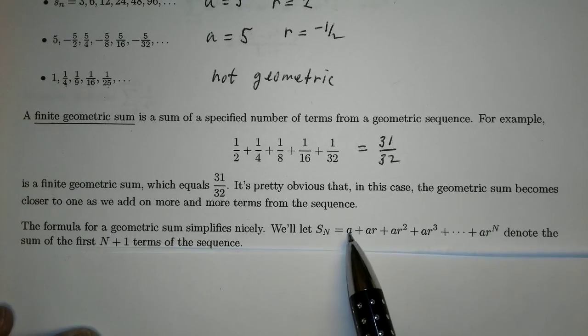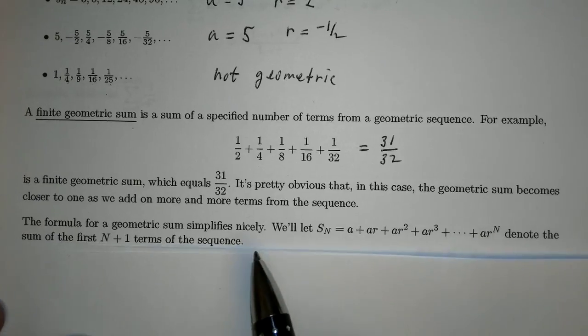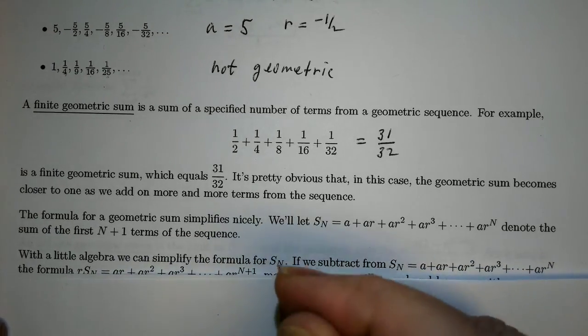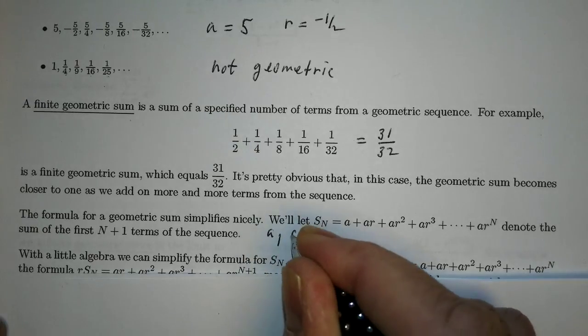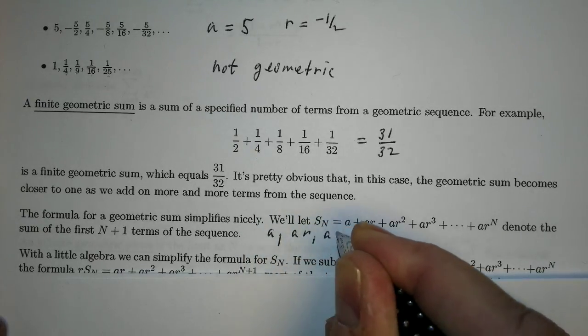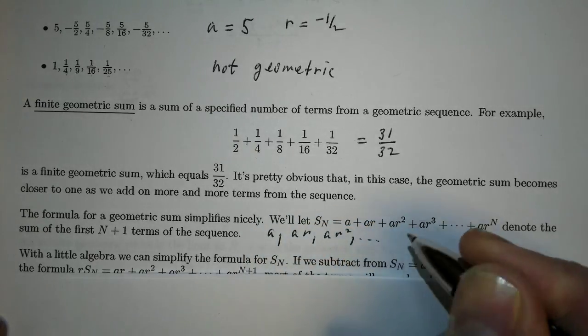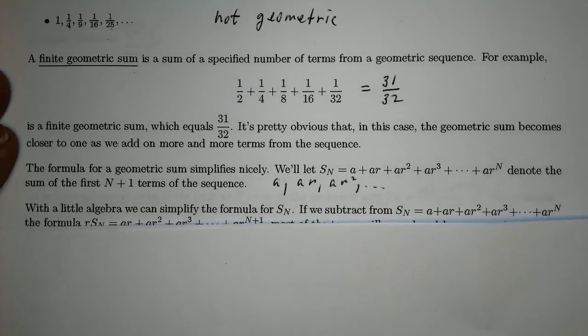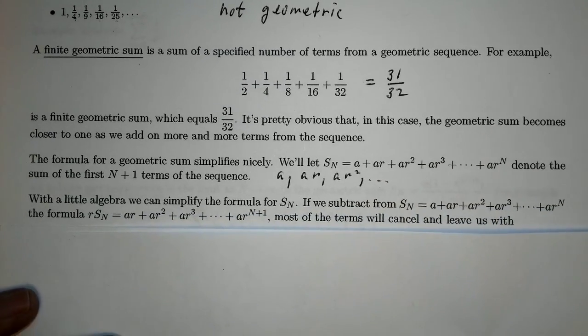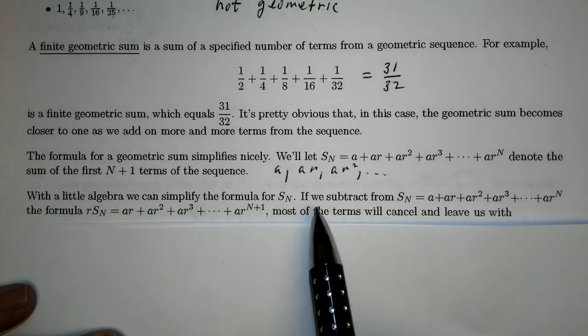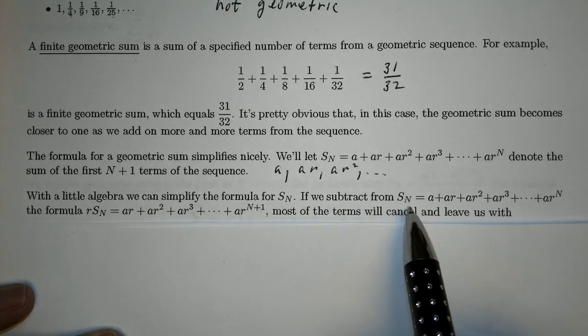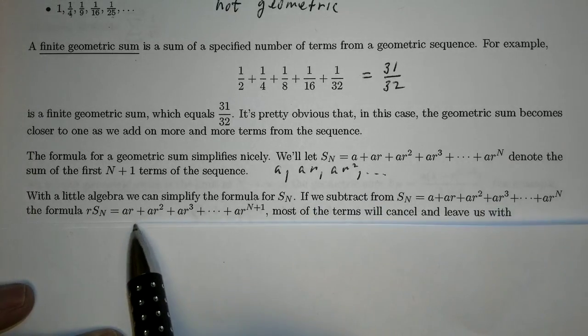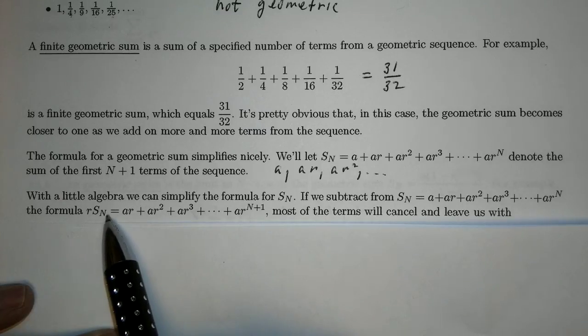This is the sum of the first n plus 1 terms from the geometric sequence A, AR, AR squared, and so on and so forth. Now, with a little algebra, we can actually determine a formula for S sub n. Let's take S sub n and subtract from it R times S sub n.